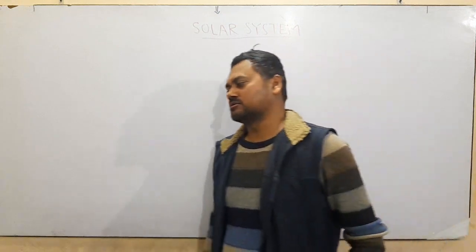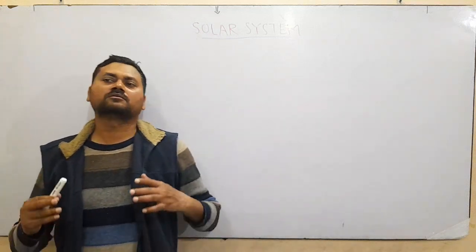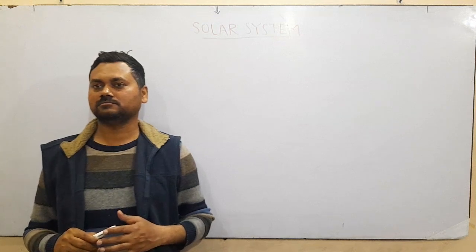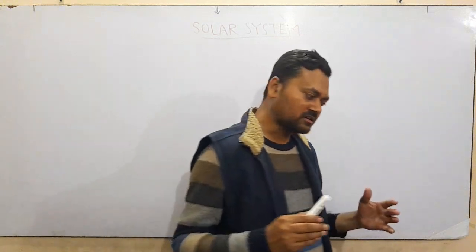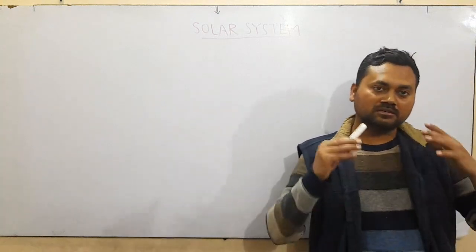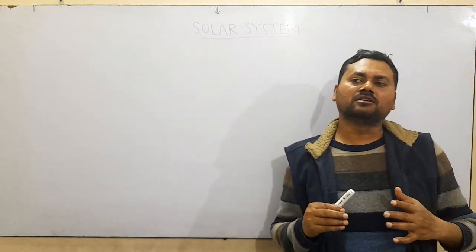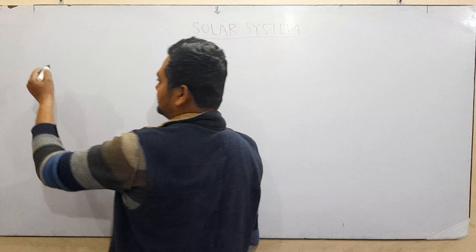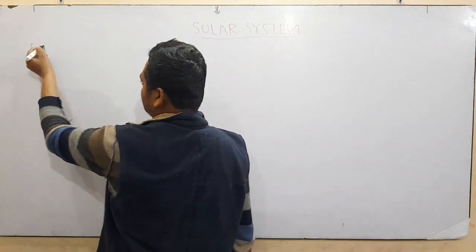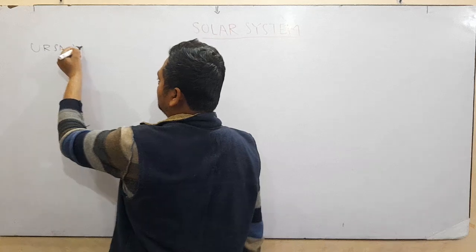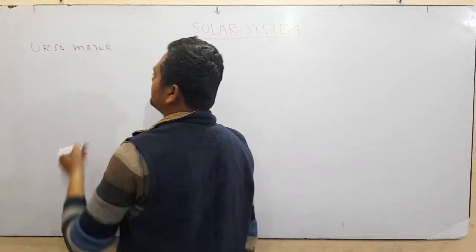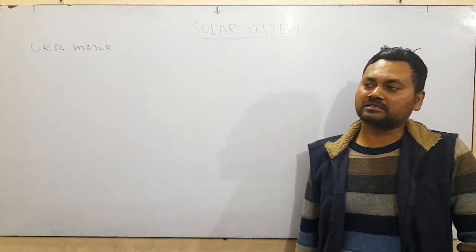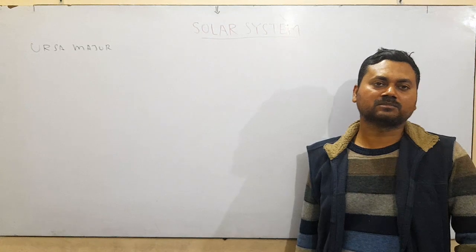But sometimes you realize that there are some stars which show a certain pattern. You can take an example to understand them. For instance, there is Ursa Major. We also call it Saptarishi. This is the combination of 7 stars.